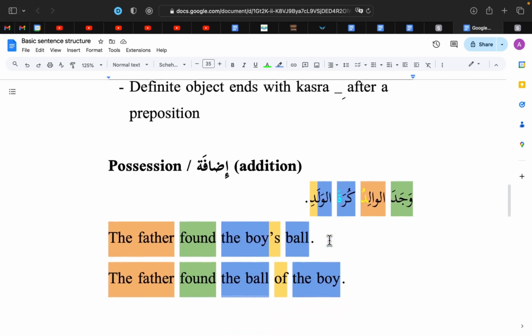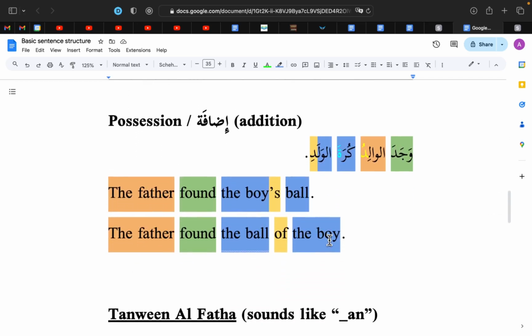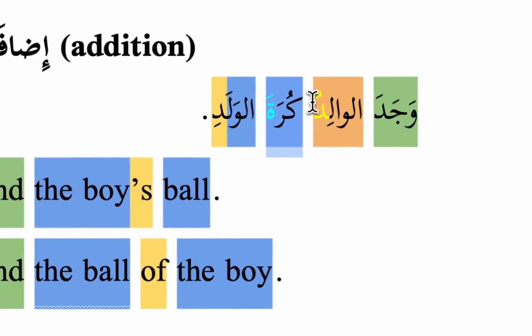Let's look at further examples. In possession, or idafa, which means addition in Arabic. Possession is when we say the father found the boy's ball. There's possession here. The ball belongs to the boy. Or if we want to use it with a preposition in English, the father found the ball of the boy. So how we say that in Arabic is وجد الوالد كرة الولد. Now, كرة drops the al and keeps the fatha on the end. And now it's the ball of the boy, or the boy's ball.